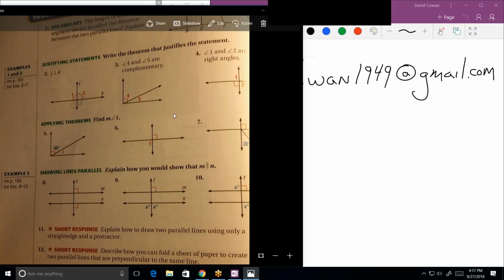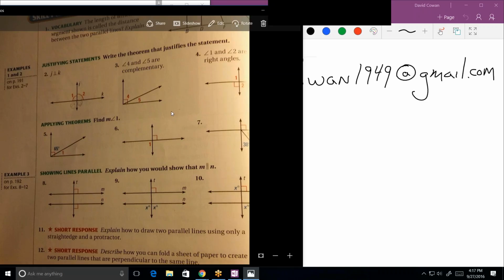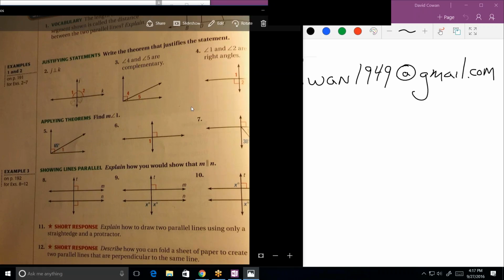I do need to state my proofs, though. Well, I'll leave that to you. And yes, the proof is that the definition of complementary means they add to 90 degrees. That's the theorem you're going to use to justify that statement: definition of complementary angles.